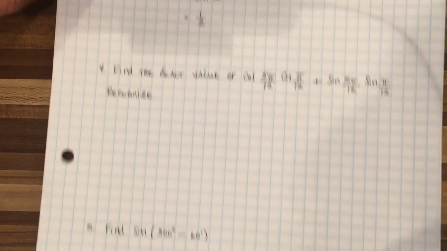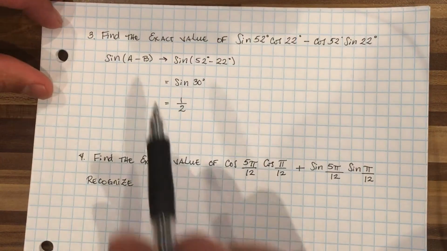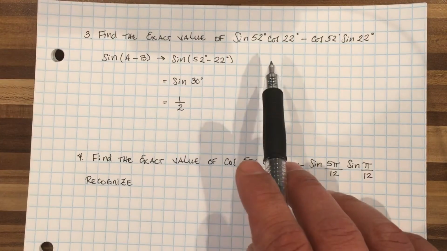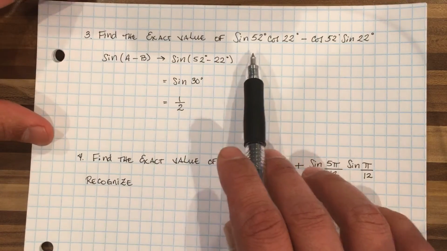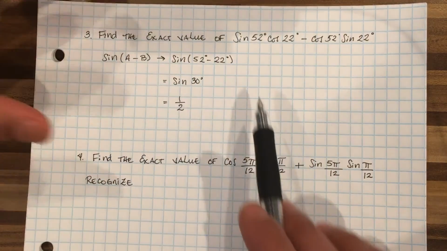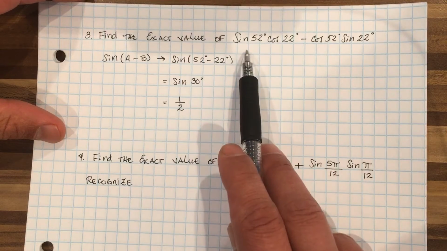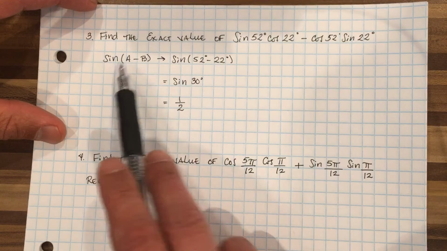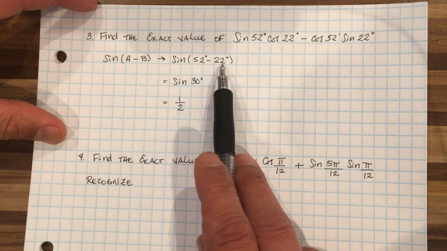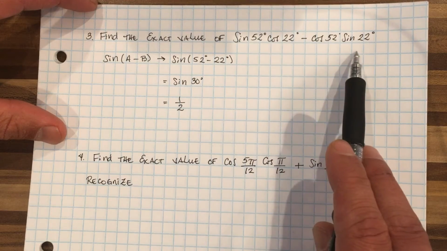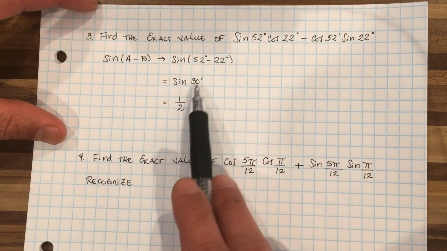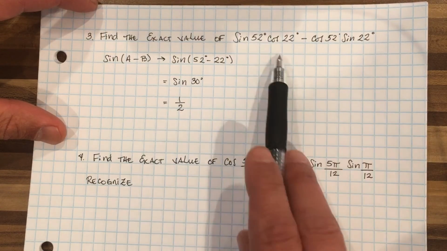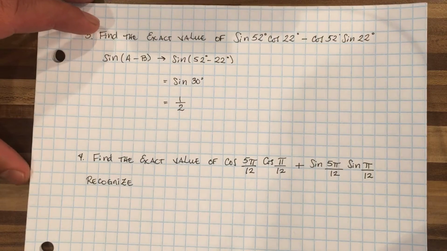Okay, let's just do a few more. Find the exact value of sine of 52 times cosine of 22. Now we're going backwards. Hopefully you can recognize it's sine of a minus b. How do you know that? Well, the first one here is sine, sine, cosine, that's the sine addition subtraction formula. This is a, this is b, sine of a, cosine of b. So 52 minus 22 is 30, and then the sine of 30 is 1/2. So it just has to do with recognizing it.